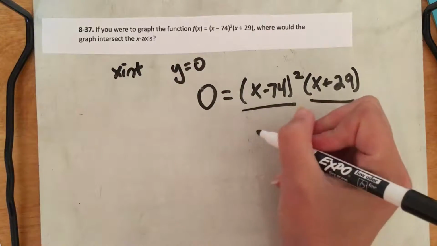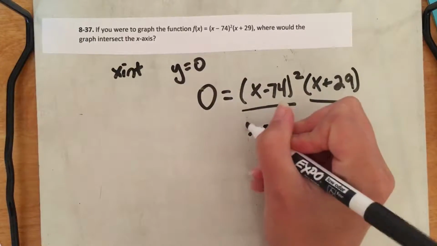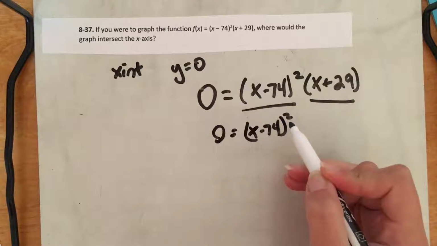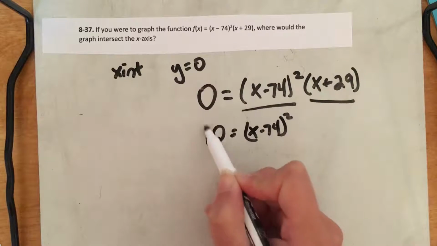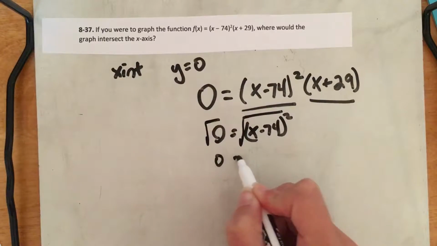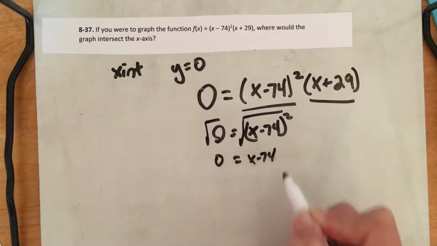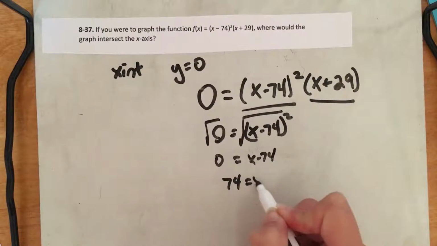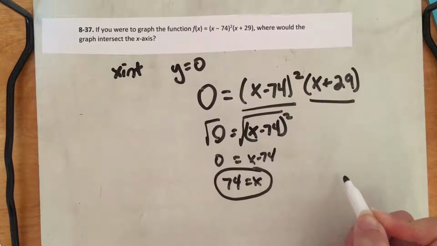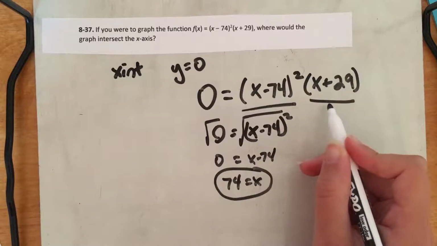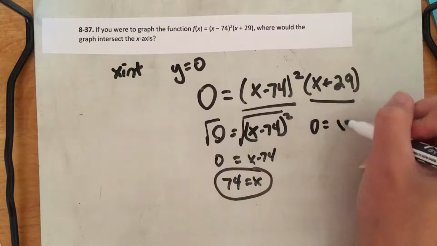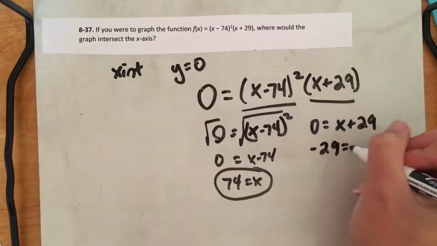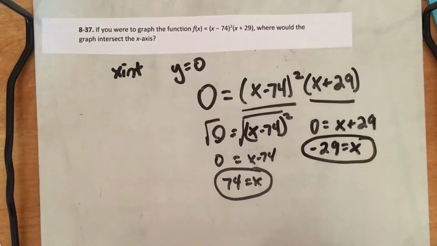So I'm going to set x minus 74, that part squared, equal to 0. And really the square doesn't matter here when we're solving it, because if we take the square root of each side, we still get 0 equals x minus 74. And then if I move that 74 over, I'll get x is 74. Okay, and if I do the same thing with this factor here and set that equal to 0, I'll subtract the 29 from both sides, so I'll get x equals negative 29.